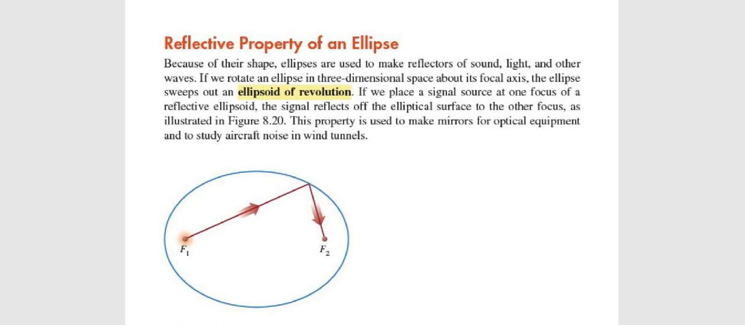Look at what they're showing you in the picture. Okay, it talks about if we place a signal at one focus, it would send that signal to the outside edge of the ellipse. It would bounce off the ellipse, and it would land at the other focus. This is an extremely important property of the ellipse.